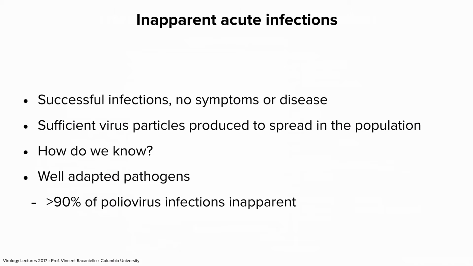This is characteristic of what we call well-adapted pathogens. They've been in the population for so long that they don't cause a lot of acute disease. An example is poliovirus, where over 90% of infections are inapparent. They don't cause any symptoms of infection.